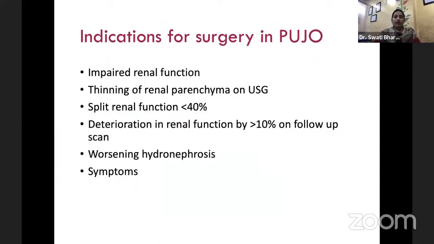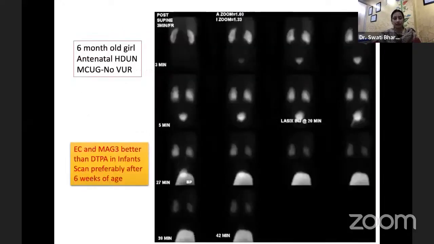So what are the indications for surgery in pelviureteric junction obstruction? When there is impaired renal function, when the split renal function is less than 40%, when there is deterioration of function on follow-up, or there are any symptoms like pain or UTI, then surgery is indicated.